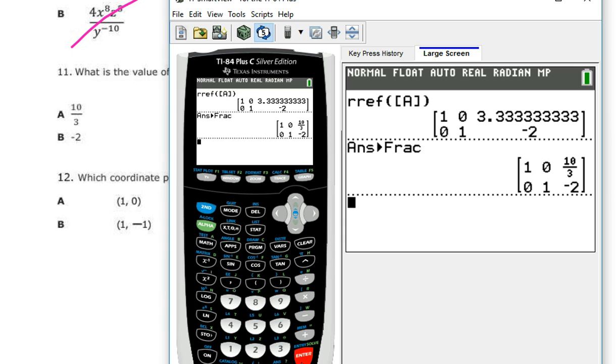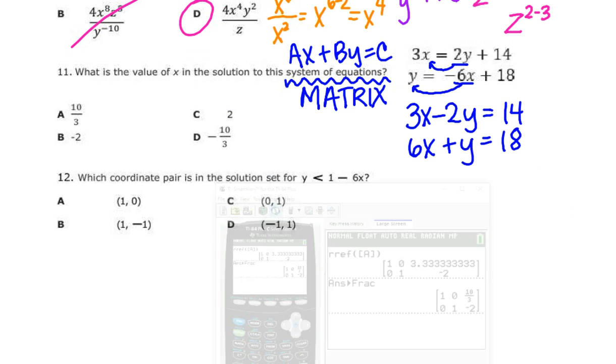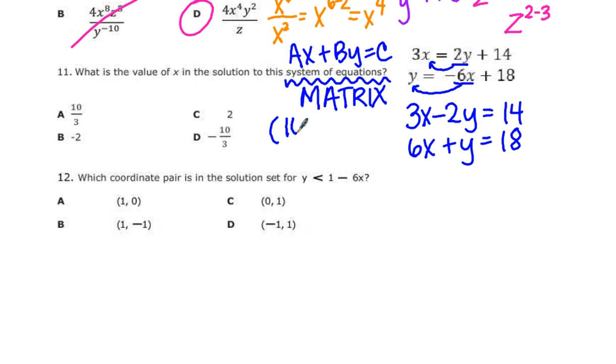And so remember, what do the top values give us? What does this one mean? Is this X or Y? Hopefully you remember that the top one is X, and then the bottom one is Y. So we have 10 thirds, comma 2. And the question asks, what is the value of X in the solution? Which one is X? This one is X, so positive 10 thirds. Awesome.